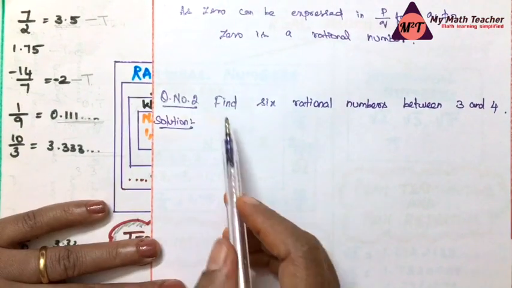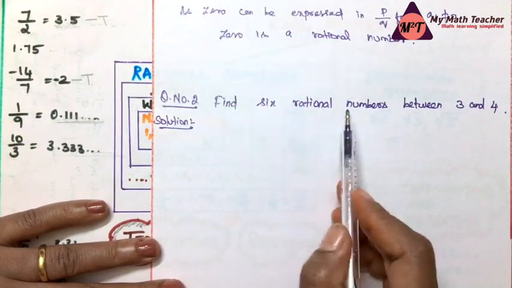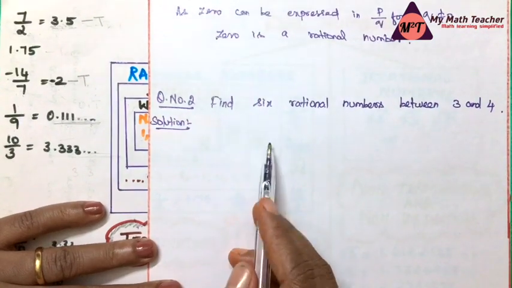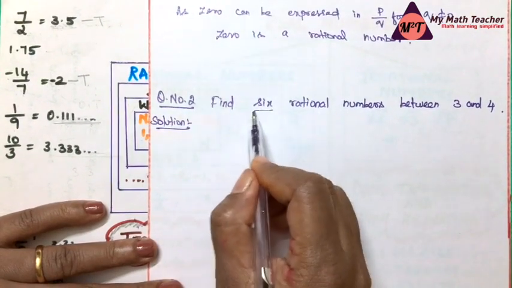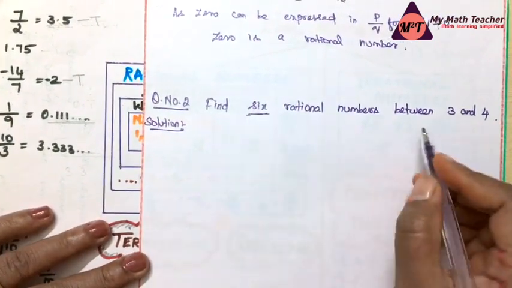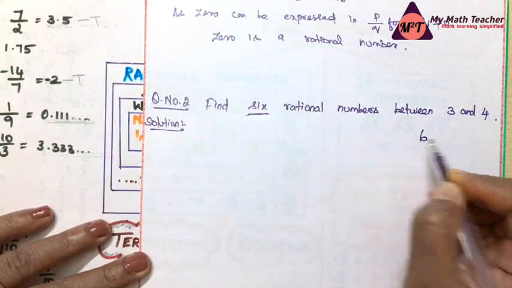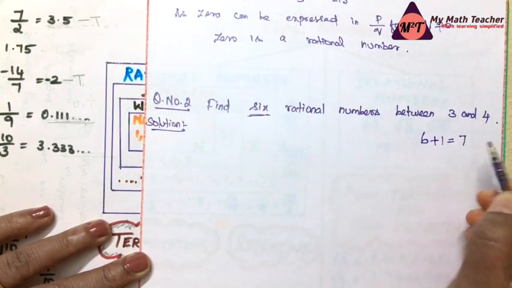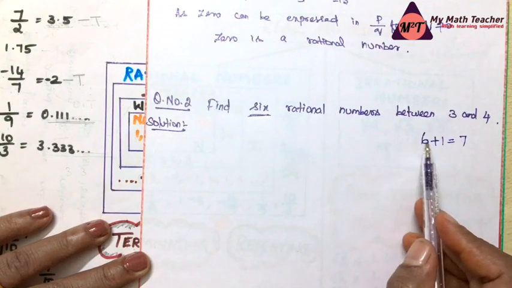The second question. Find 6 rational numbers between 3 and 4. So this sum is very simple. You have to find 6 rational numbers between 3 and 4. Whatever number is given, just take 6, add 1, the answer is 7. So it need not be adding 1.